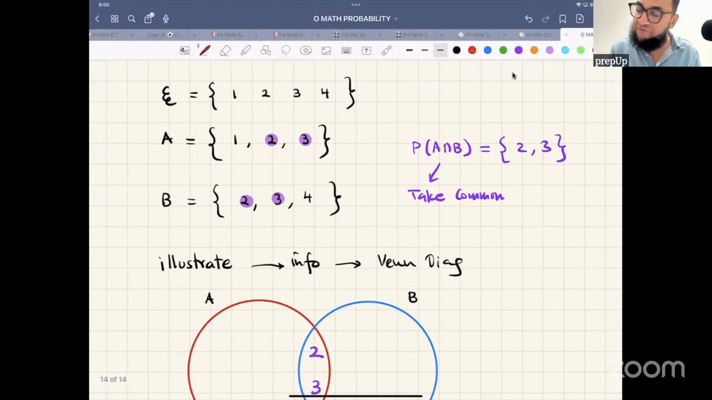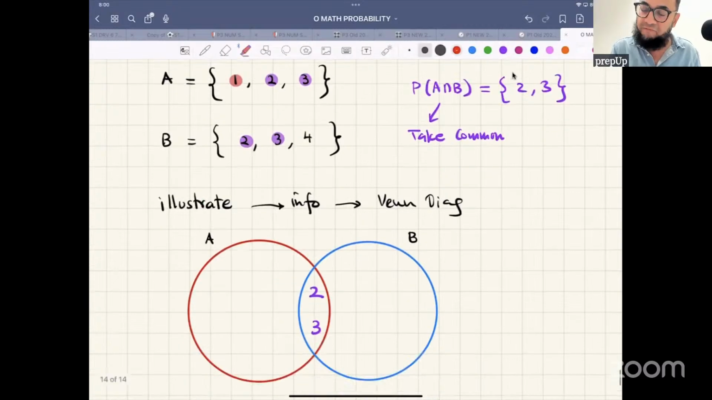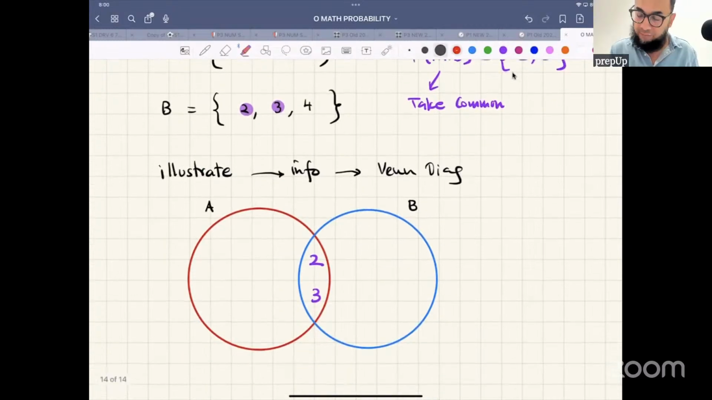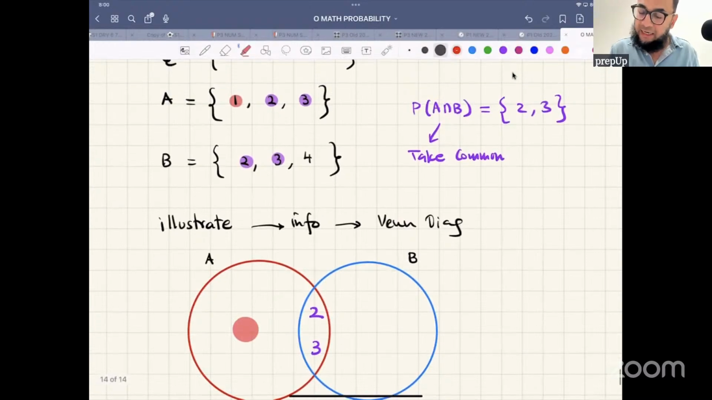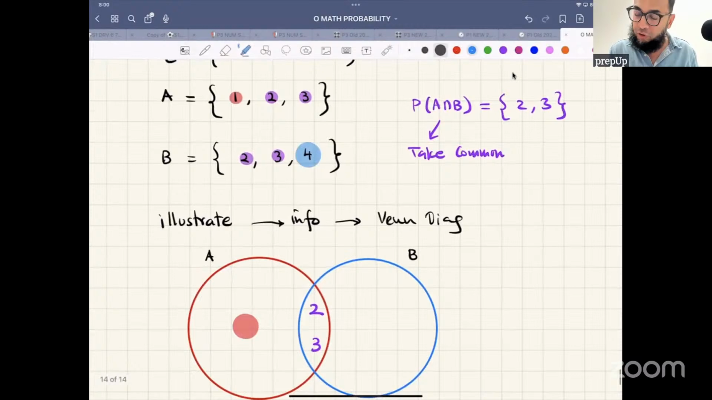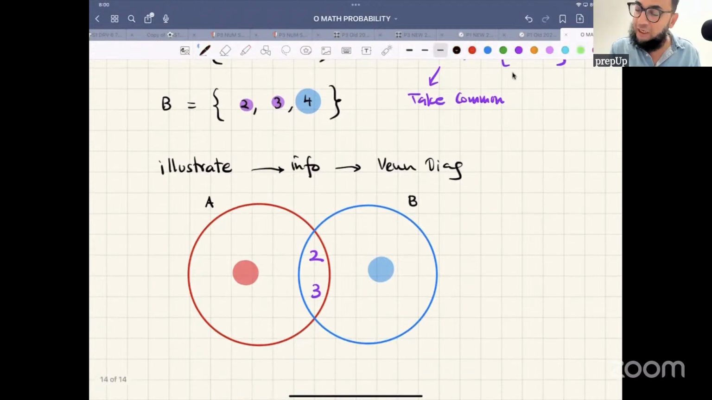And what's left in A? In A, we are just left with this thing, which is 1. So 1 should go over here. And in B, what are we left with? We are left with 4. So 4 should go over here. So let me just highlight this thing also. That is 1 and that is 4. So I'll write over here, I'll write a 1, I'll write a 4.